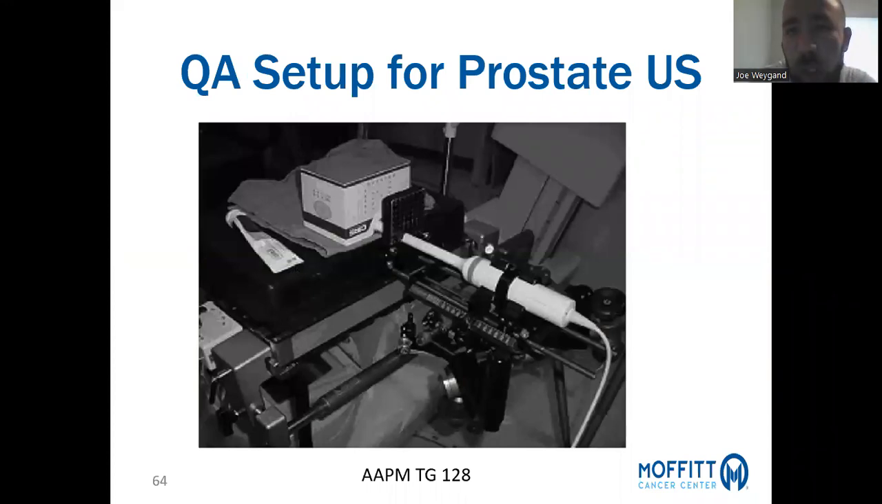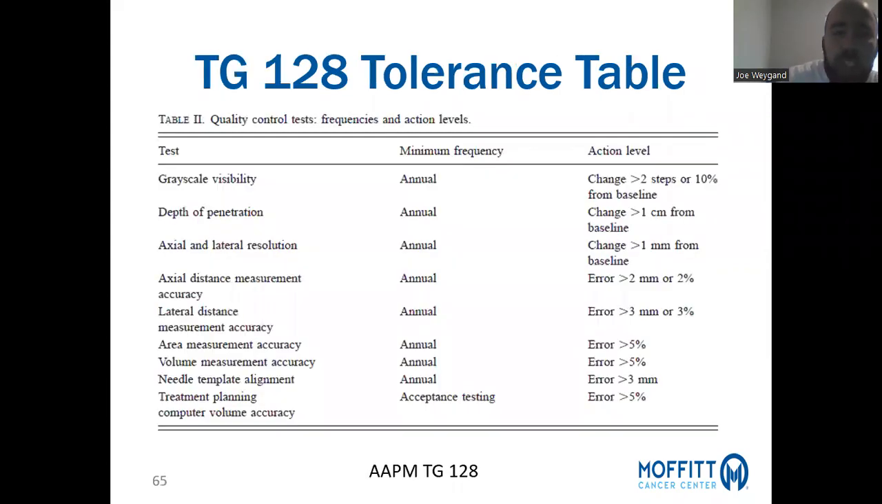Here is the general setup for quality assurance in a prostate ultrasound. As you can see, you have the phantom, and the transrectal probe mounted to this stepper pedestal. Also, you have the grid. Again, TG128 gives you these tolerance tables, which also determine the frequency at which you should perform these tests. As you can see, they're mostly the same tests as in diagnostic ultrasound, but there are a few extra tests, and those are the ones that we'll discuss real quickly.